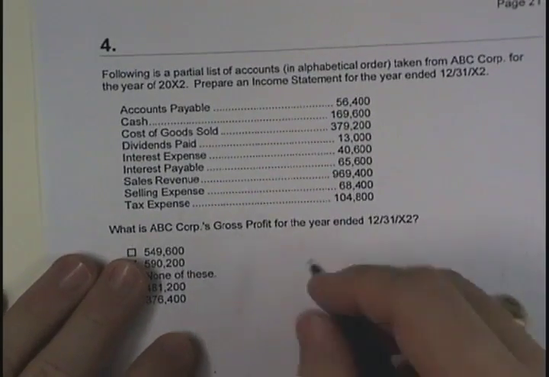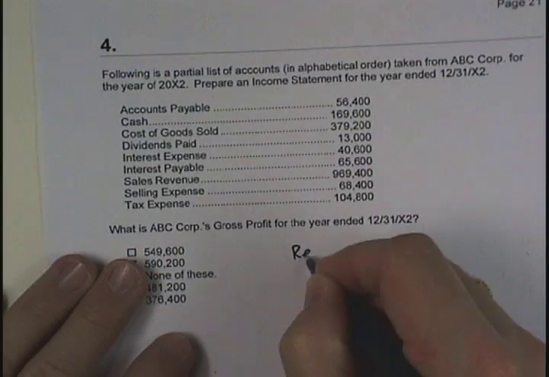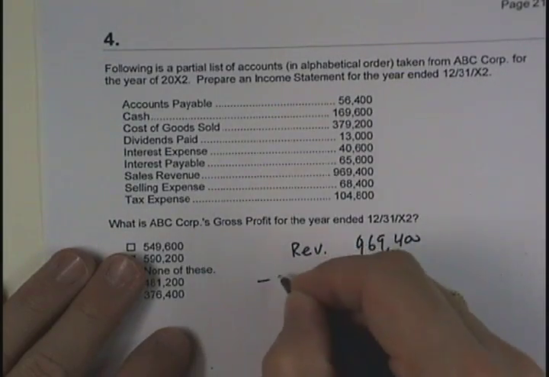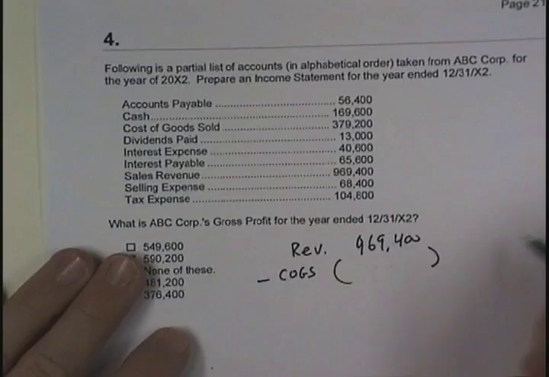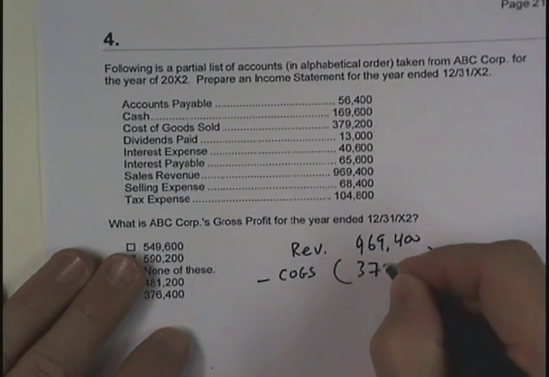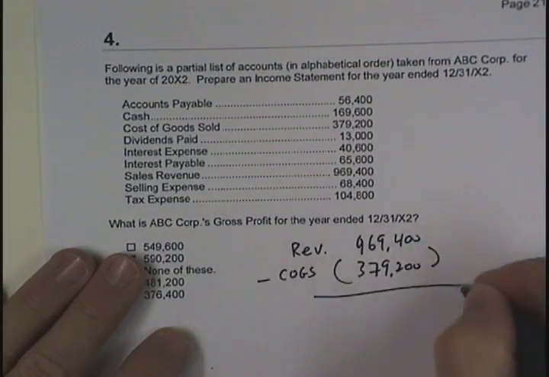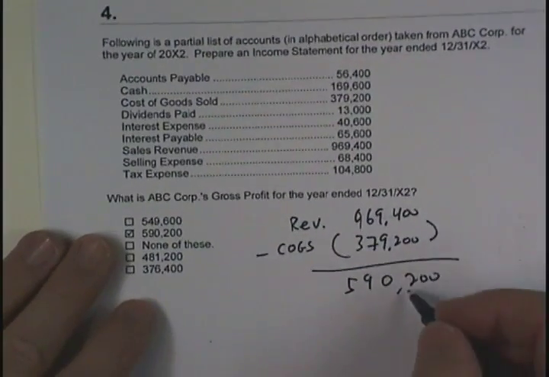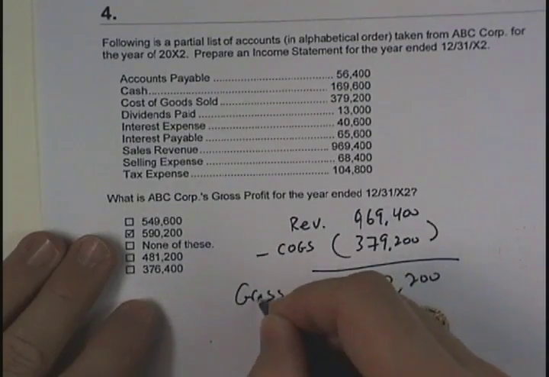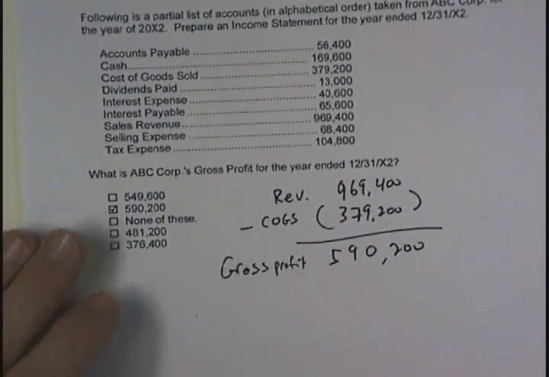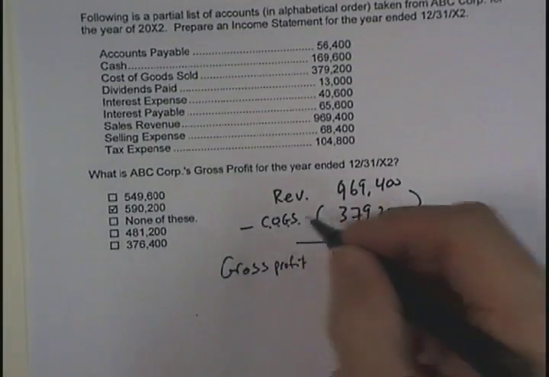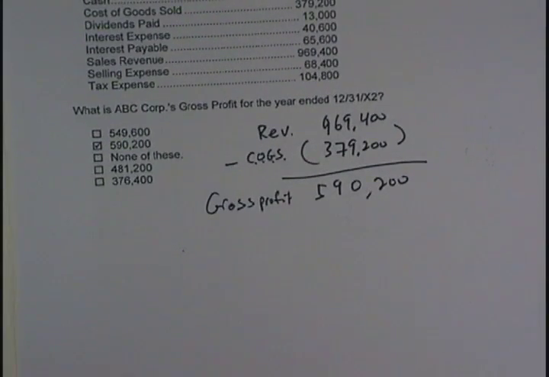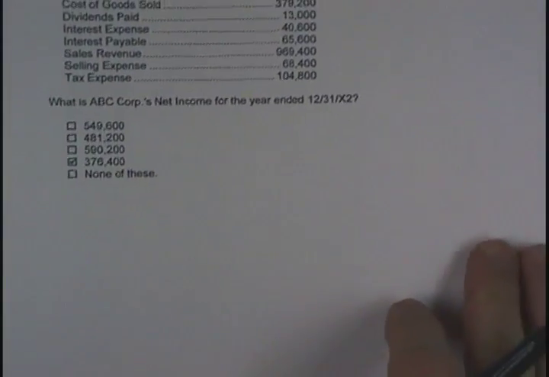In Part 4, we have a few income statement items to look at. It asks us, what is ABC Corporation's gross profit for the year? Well, we'll take our revenue of $969,400 and subtract our cost of goods sold, $379,200, and the difference, $590,200, is what is called gross profit. Simply, sales revenue minus cost of goods sold is called gross profit. The next part, we're supposed to calculate the net income. I'll start with that gross profit.